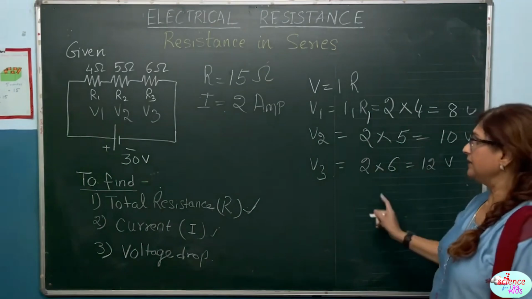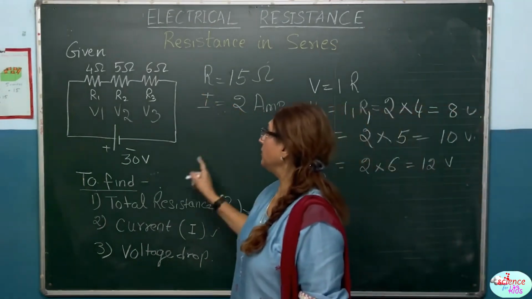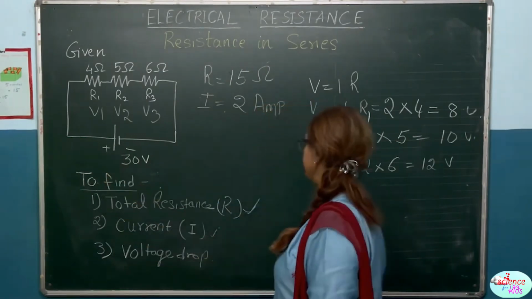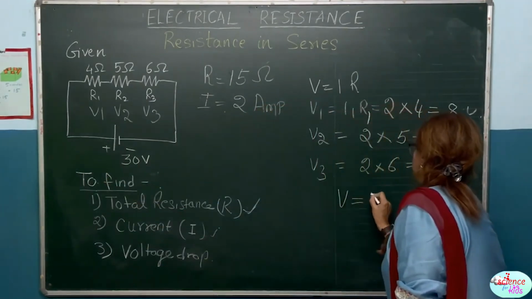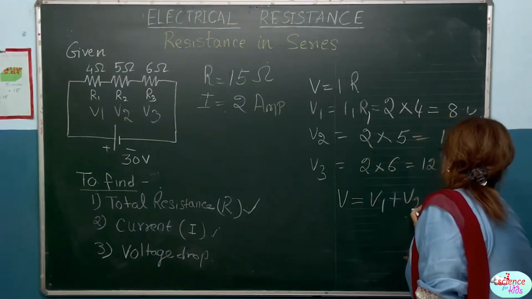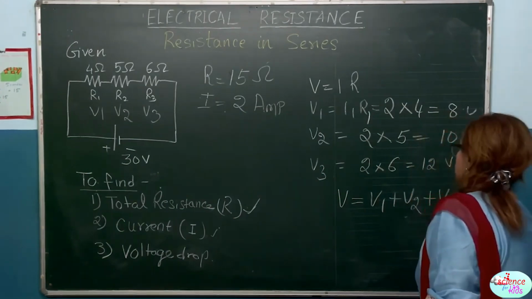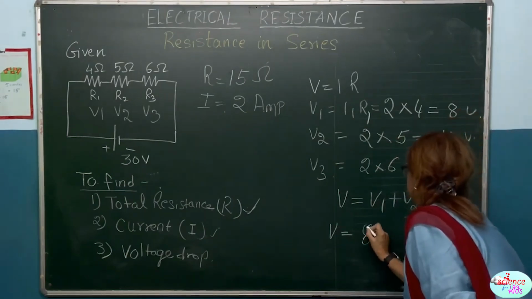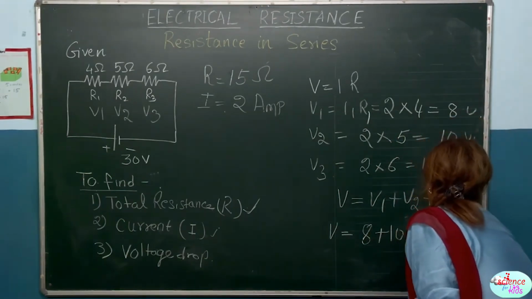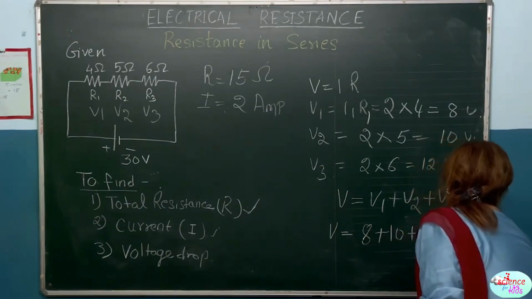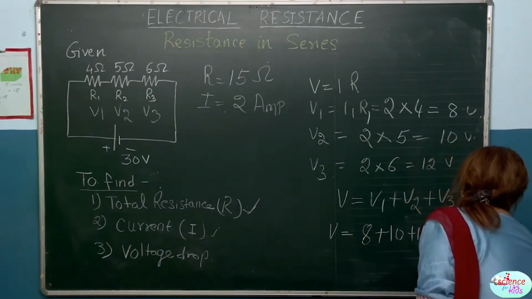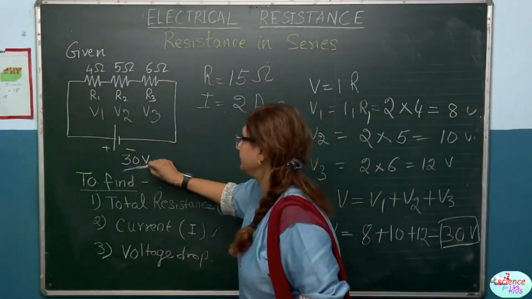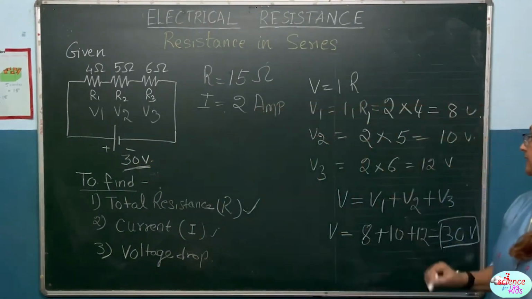So the total voltage drop has to be equal to the total voltage provided initially by the battery. So V will be equal to V1 plus V2 plus V3. By plugging in the values we get 8 plus 10 plus 12, that is equal to 30 volt, and this 30 volt is what we started with. So that's how you calculate the voltage drop.